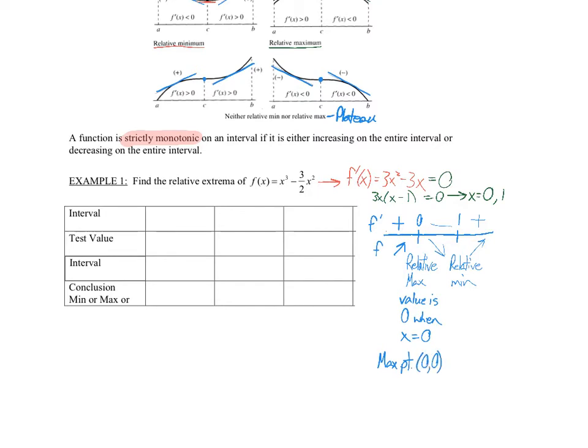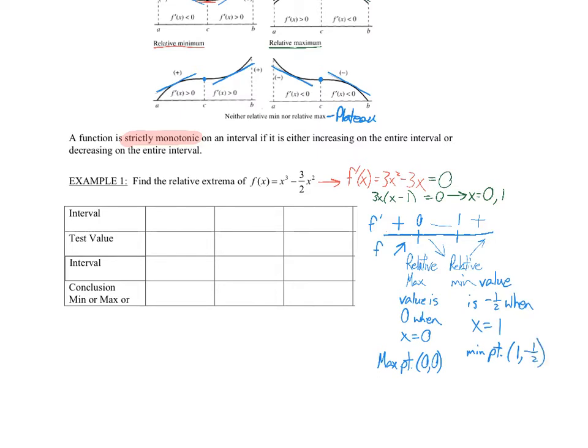And then the relative min, if I plug in a 1, I have 1 minus 3 halves, which is a negative half. So the relative min value is negative 1/2 when x equals 1. So my min point is (1, negative 1/2).